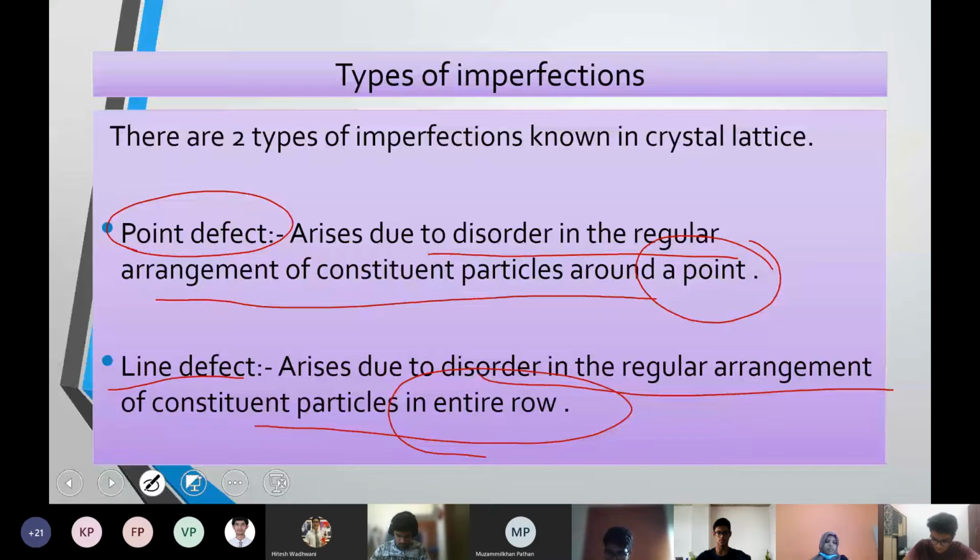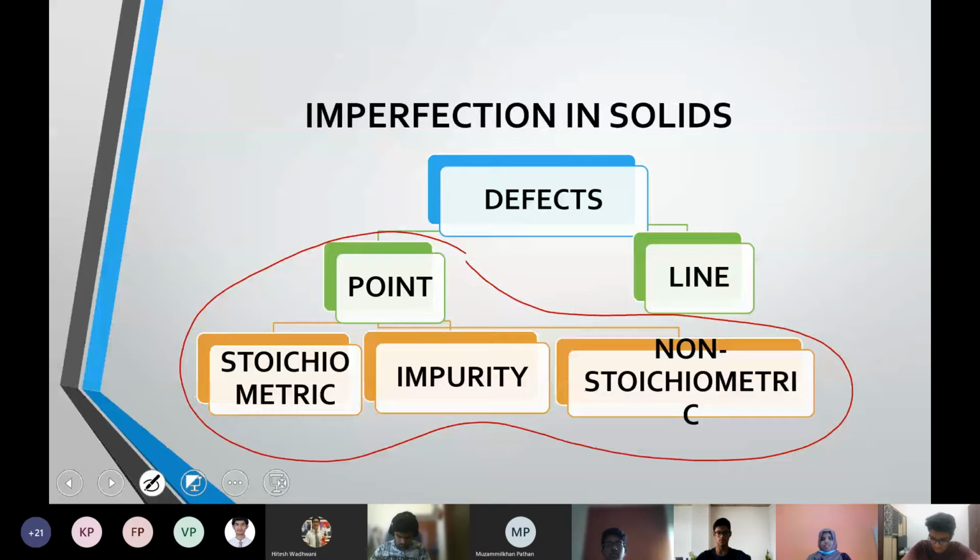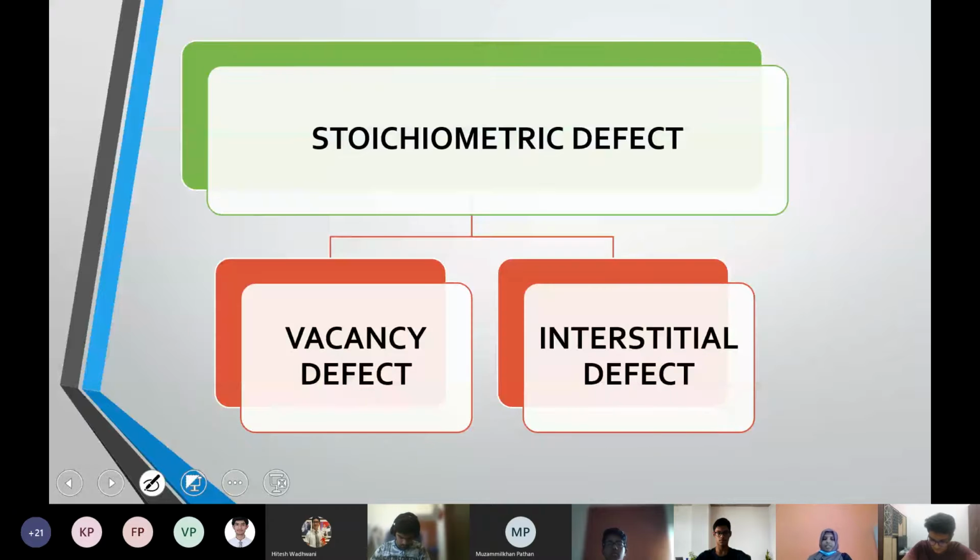I have already uploaded the notes for it, right? You can see it in the general chemistry channel itself. I have uploaded the PDF for the second part, that is the imperfection. So if you're missing any points, you can write it later by referring to those notes. Okay, so I'm just moving next. This is just the outline of what we are going to discuss, and the more detailed discussion is based on the types of point defects, that is stoichiometric, impurity, and non-stoichiometric defect.